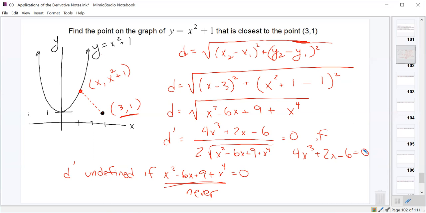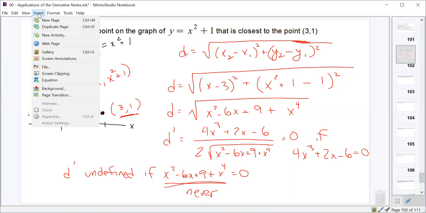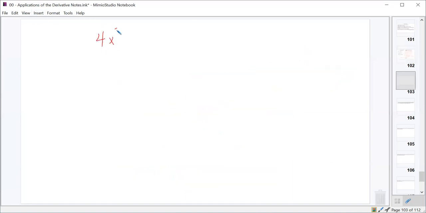So what we're going to do now is try and solve that cubic equation. So we've got 4x cubed plus 2x minus 6 equals 0. And our first step is, it makes sense to factor out the 2 from all of it, just so it's a little bit easier to deal with. So let's do that. We get 2 times (2x cubed plus x minus 3) is equal to 0. And we still have a cubic to deal with, which means we're going to need to use the rational root theorem, because that can't be factored by grouping.